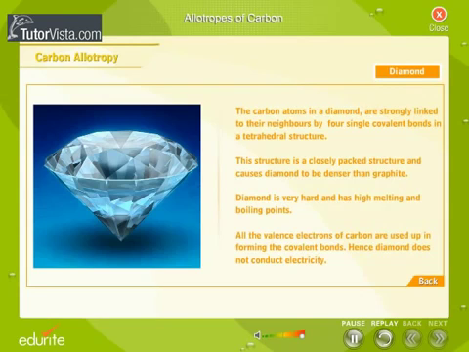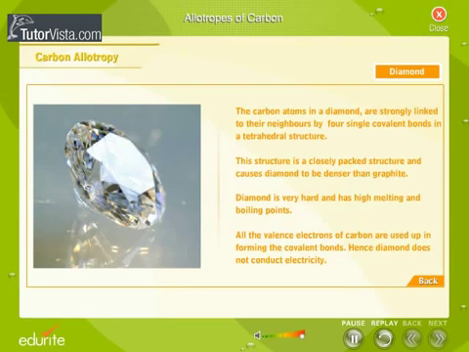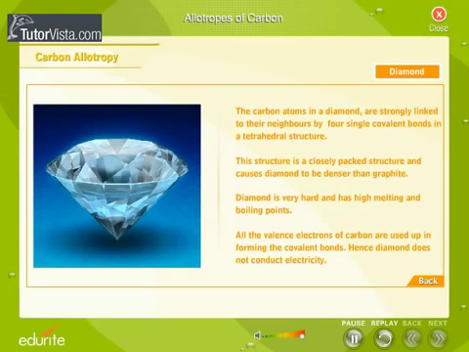Diamond. Diamond has a three-dimensional tetrahedral network of covalent bonds. This causes the electrons to be held tightly. Diamonds are therefore very hard and have high boiling and melting points. Since no mobile electrons are available in the molecular structure, a diamond is a non-conductor of electricity.